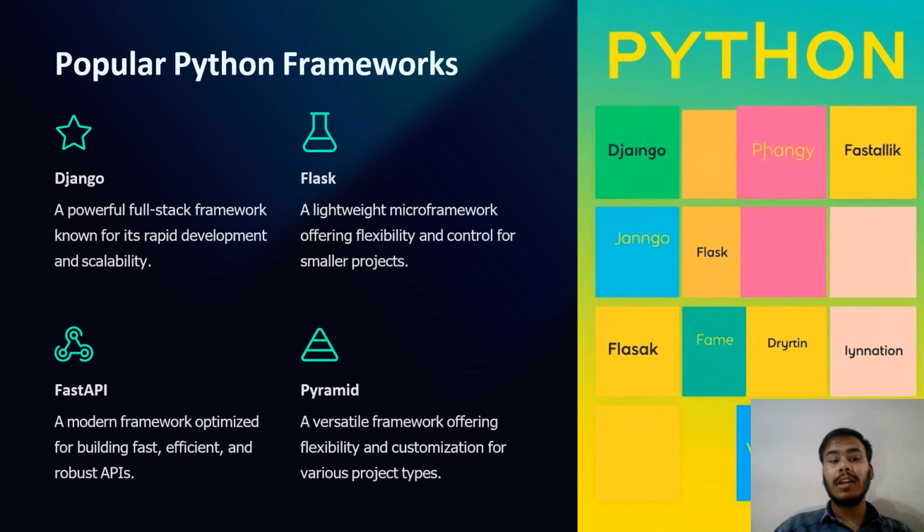Django is a powerful full stack framework known for its rapid development and scalability. In Django, there are built-in features like authentication, ORM, and admin panel. It is ideal for large and scalable applications. On the other hand, Flask. Flask is a lightweight micro framework offering flexibility and control for small projects. It is easy to learn, great for small and medium applications, and there are extensions available for adding other functionality in Flask.